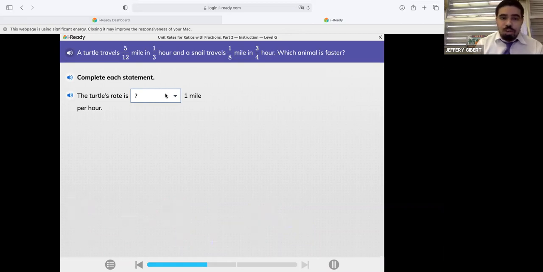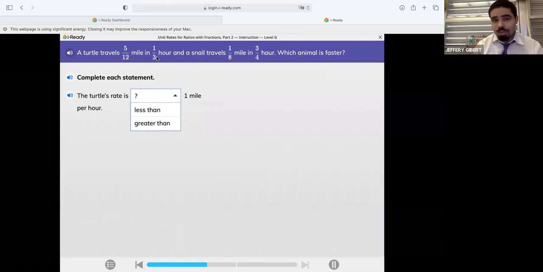All right, the turtle's rate is less than or greater than 1 mile per hour. It's gonna be greater than, because in 1/3 of an hour, it goes 5/12 of a mile. So to have the whole hour, you need 3/3. So you're gonna have 5/12, 5/12, and 5/12. So if you have 3 5s, that's 15 from 5 times 3. So that means you have 15/12. And whenever your numerator is bigger than your denominator, your answer is bigger than 1. So since 15 is bigger than 12, it's going to be bigger than 1 mile.